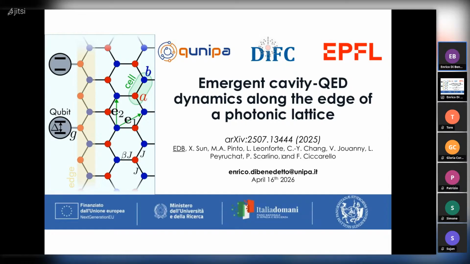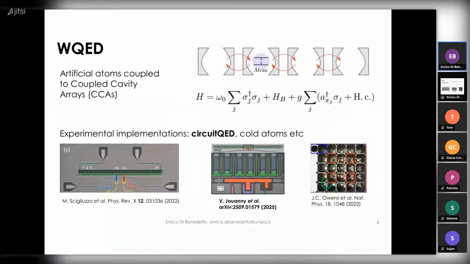Okay. So as I was saying, I would like to talk to you about emergent cavity dynamics around the edge of the lattice. So I don't think I have to introduce what waveguide QED is to this crowd, but I will do it anyway, shortly, to set some notation.